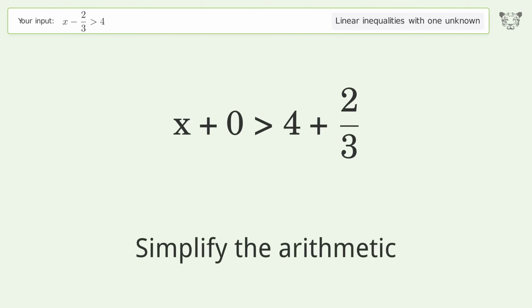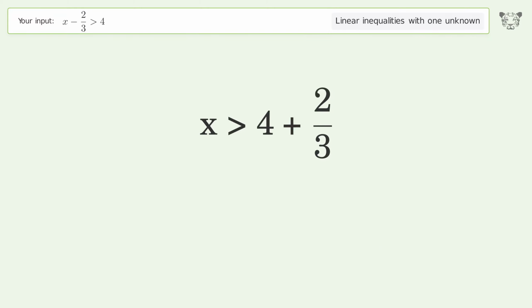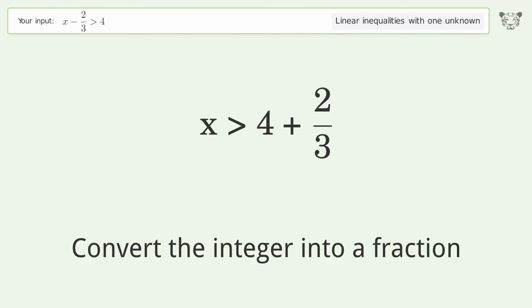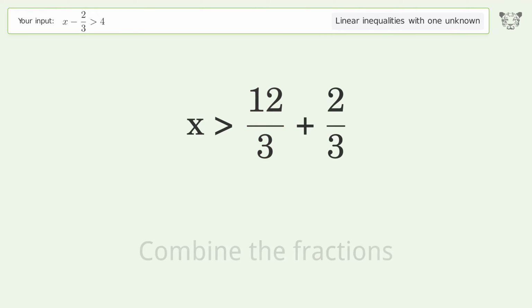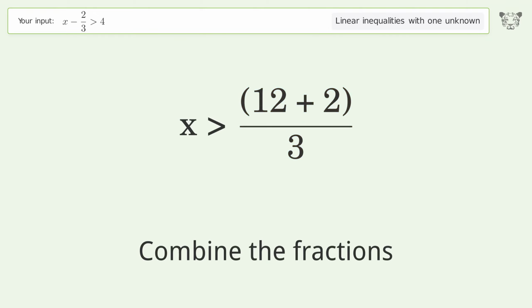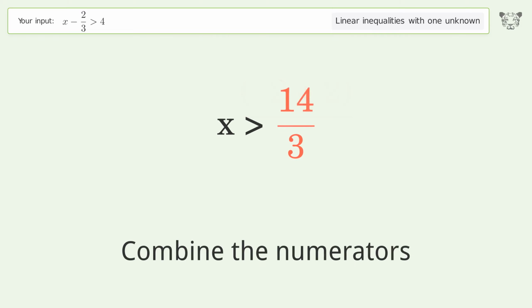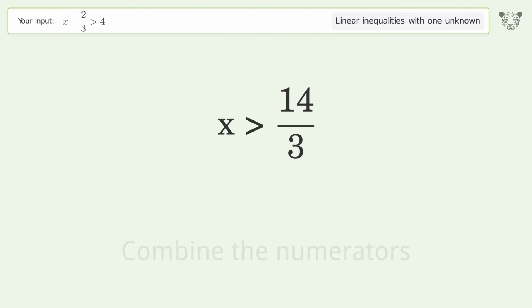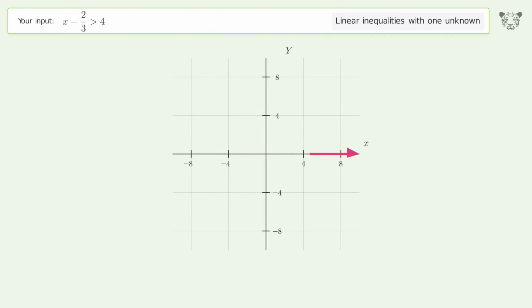Simplify the arithmetic. Convert the integer into a fraction. Combine the fractions. Combine the numerators. Plot the solution on a coordinate grid. And so the final result is x greater than 14 over 3 greater than 42 over 3.